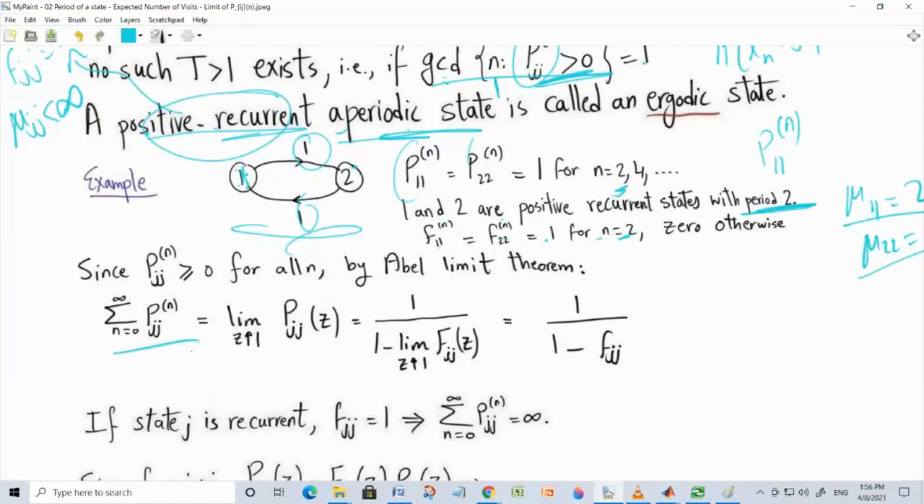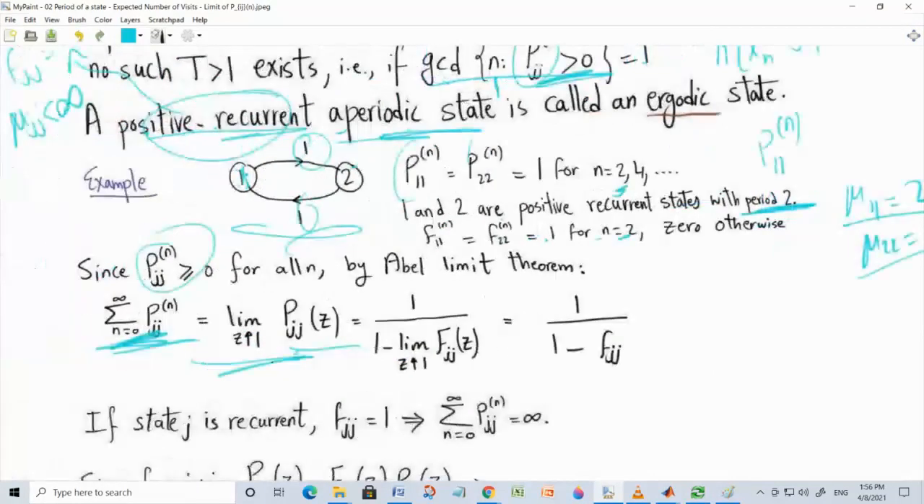Now, let's look at this summation: the summation over n from 0 to infinity of b_jj(n). By the Abel limit theorem, since we are talking about probabilities, they are non-negative. So the theorem tells you that you can work in the z domain. If you take b_jj(z) and take the limit as z goes to 1, then you either get plus infinity or a finite number, and in both cases this summation will be equal to that limit.